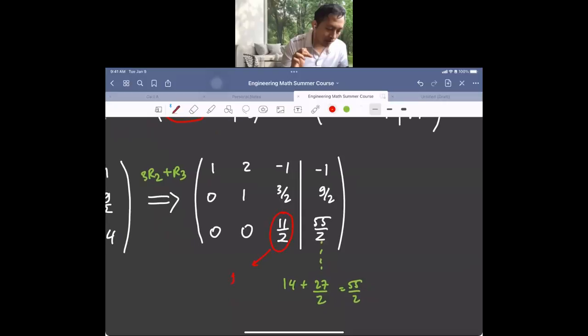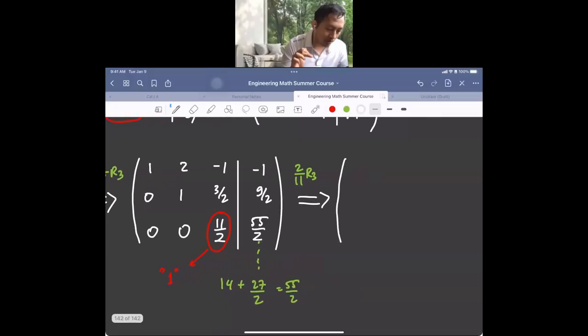But notice that this part needs to be 1, right? We need it to be 1. So we are going to multiply by 2 over 11. So we are going to have 1, 2, negative 1.